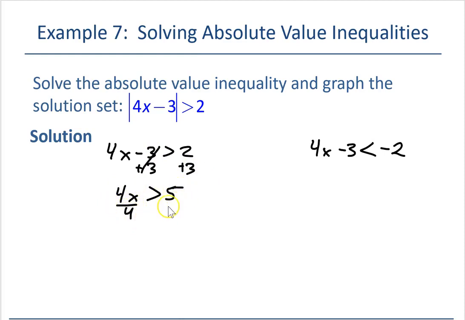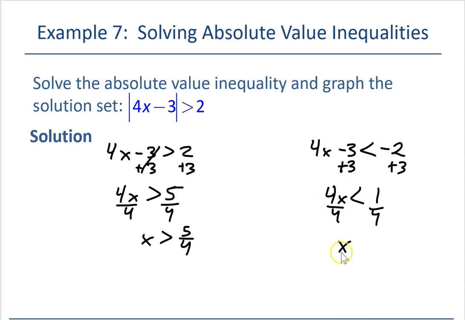Divide by 4, and I get x is greater than 5 over 4, or 1 and 1/4. When we decide to graph this, it'll help to know that. We'll come over here and do the same thing again. I'm going to add 3 to both sides. When I keep going with that, I get 4x is less than, well, negative 2 plus 3 is going to give me a 1. Divide off the 4, and then I get x is less than 1/4.